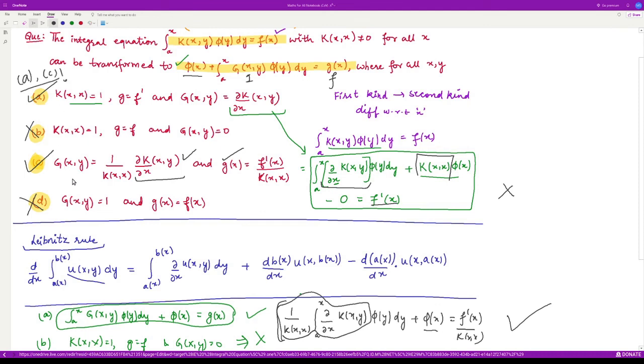I hope you understood this question. This was a very simple question. What you need to know is how to apply differentiation under the integral sign using the Leibniz rule, so that when you differentiate this, you'll get this equation with some values over here. So thank you for watching.